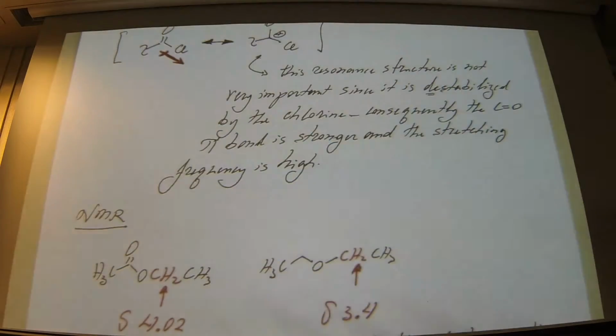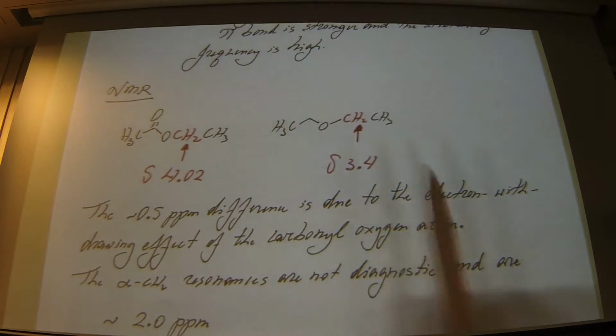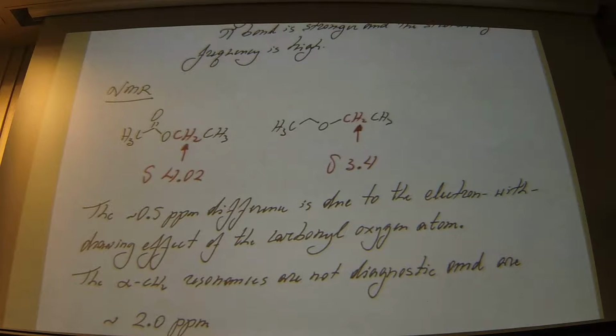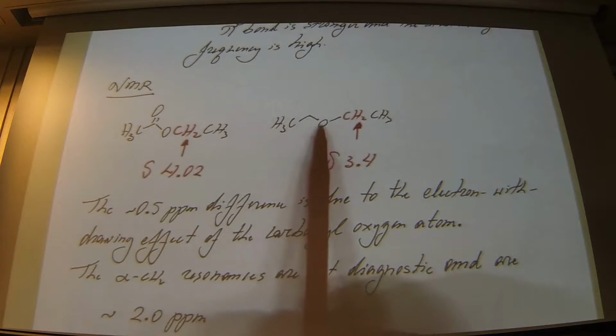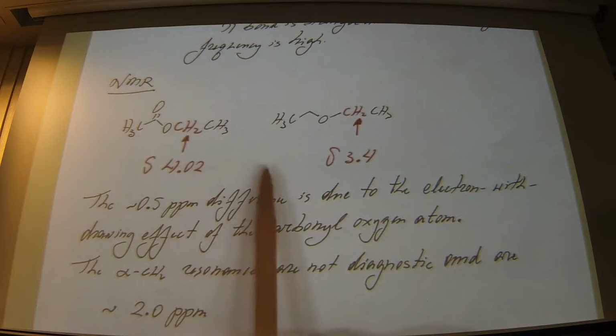And so this pi bond is harder to stretch, and that's why the stretching frequency is so high. Okay, we'll come back to some of this in a bit. For NMR, proton NMR, this turns out to be an important correlation. That is, if you have a CH2 that's next to an oxygen, already you know that CH2 group is going to be de-shielded. It's going to be de-shielded because oxygen is electron withdrawing compared to carbon. But it is more de-shielded when you have an ester and less de-shielded when you have an ether. And the difference here is about 0.5 ppm.